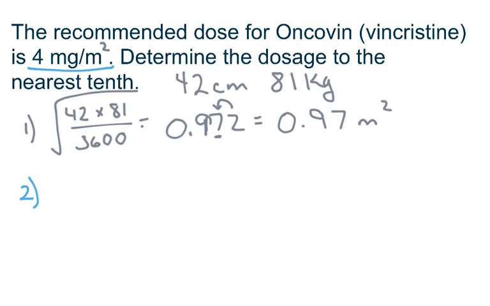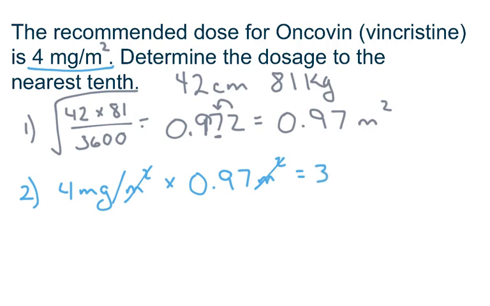So you want to find out how much your patient needs, so you multiply by his meters squared. You've got 4 milligrams per meter squared, and you're going to multiply by his meters squared. Those meters squared cancel, and then you multiply 4 times 0.97 equals 3.88. This one did say round to the nearest tenth, so I round and get 3.9 milligrams, because that's the unit that's left.